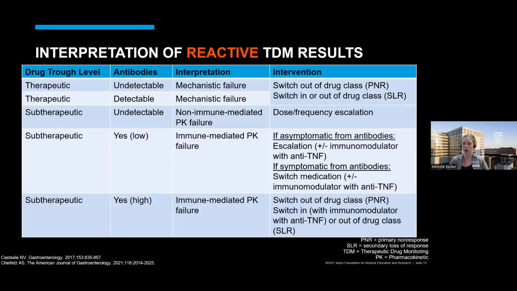Now, I only try to overcome antibodies if the patient is asymptomatic. Now, if they are having symptoms likely related to antibodies such as infusion reactions or joint pain, then we likely need to switch medicines, which is also the case if someone has that subtherapeutic drug level and high level of antibodies that likely cannot be overcome. As far as that definition between low and high, again, that is a very debated and not well understood cutoff clinically.